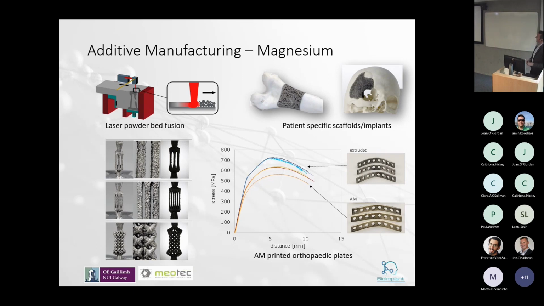This company is also looking at additive manufacturing. So they have an in-house laser powder bed fusion system where they generate different patient-specific scaffolds and implants. And one of the areas that we're working on at the moment is looking at comparison between additive manufactured and extruded magnesium plates. So you do get a slight difference in terms of your corrosion rates for additive manufacturing, but it's something that they're looking to continue to improve with their coating technologies.